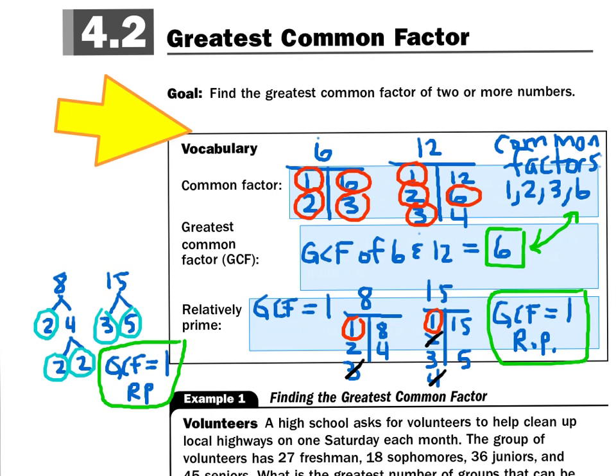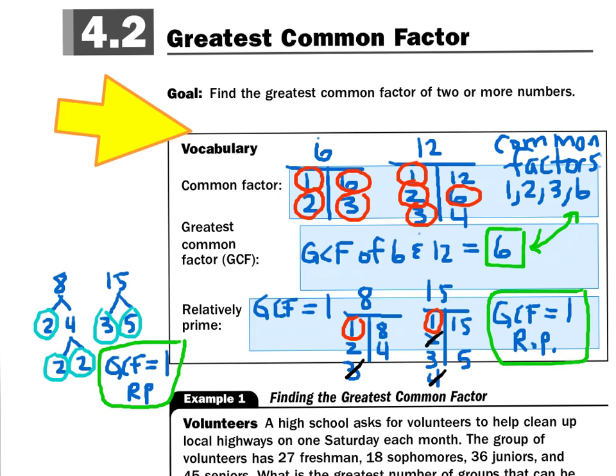Take a look at 15. I did 1 times 15, and then the next number I should try is 2, but there's nothing times 2 that would give me 15, so I cross it out. And then 3 times 5 gives me 15. And then I try 4, but nothing times 4 gives me 15, so I cross it out. The next number I would write is 5, and it's already there, so I know I'm done. But I want you to take a look and notice the only number they have in common is 1. So we would say the greatest common factor is 1, and any time that happens, we call that relatively prime in math.